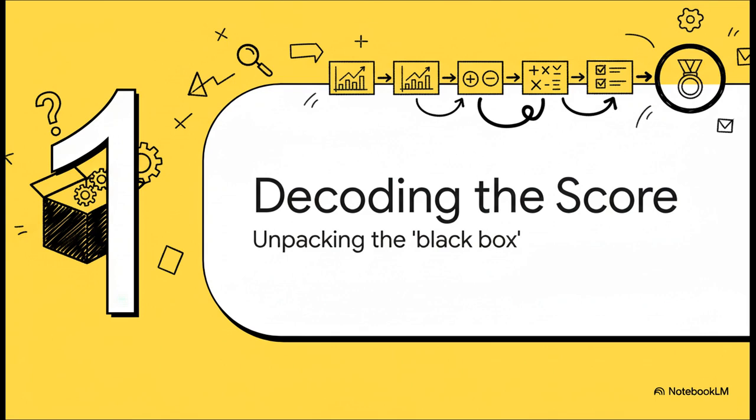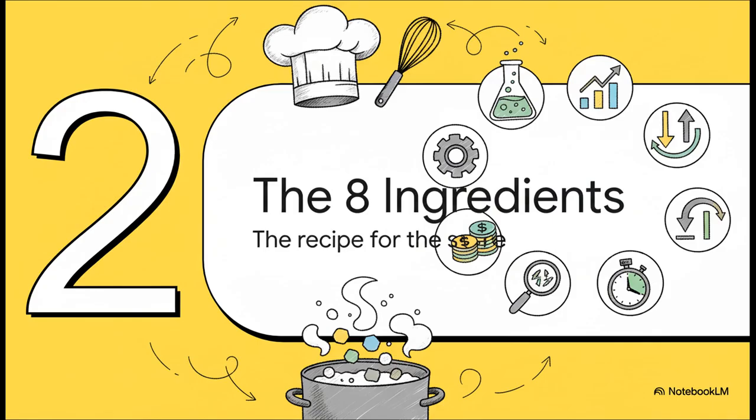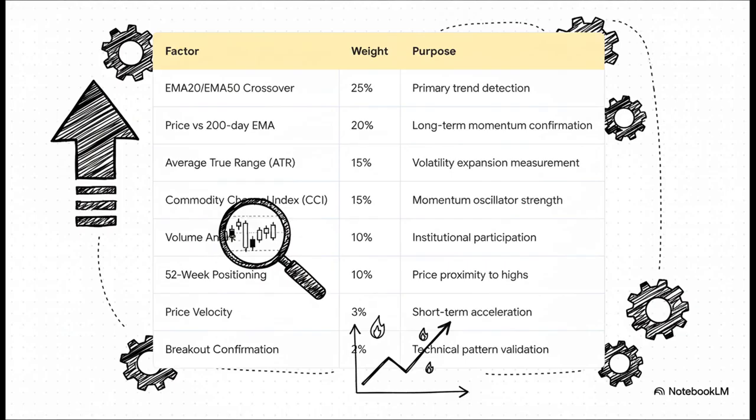We're going to unpack this so-called black box piece by piece so we can really see the logic and the math behind it all. The first thing you need to know is that this score isn't just magic. Think of it more like a recipe, a very carefully designed recipe made up of 8 different analytical ingredients. Each one measures a totally different aspect of a stock's health and momentum. And here they are. These are the 8 core factors. You can see each one has a specific job to do. You've got things like EMA crossovers to spot the main trend, average true range, or ATR, to check on volatility, and even volume analysis to see if the big institutions are buying in.